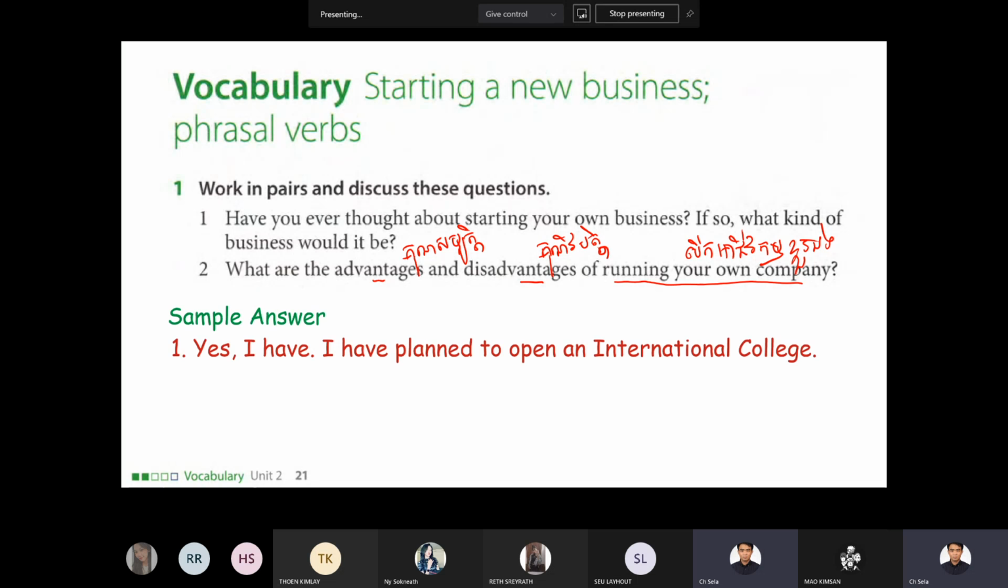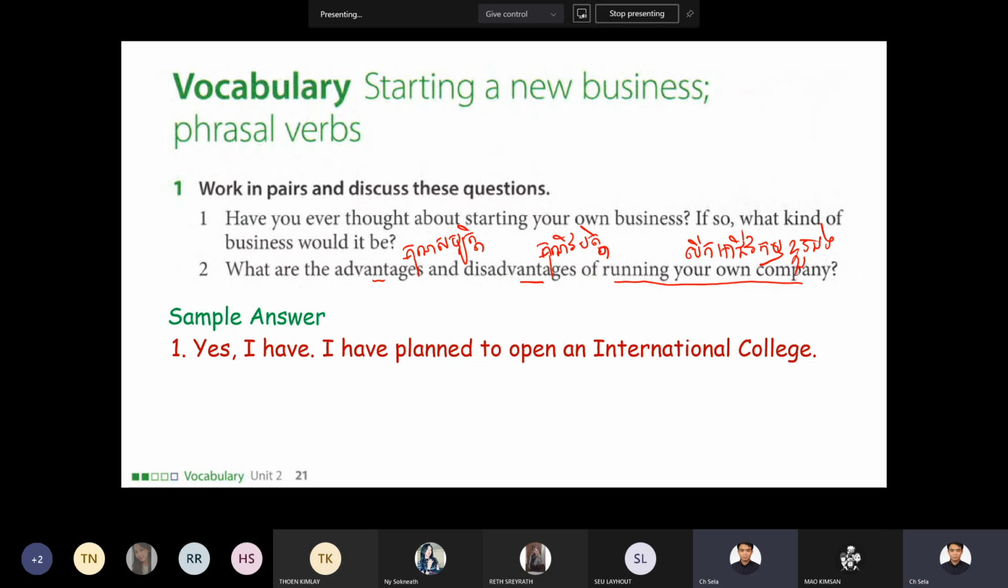Number one, okay. Yes, I have. I have planned to open an international college. But I plan to open it in the next 10 years. Maybe not 10 years now, maybe 9 years, because I want to open it when I am 40 years old. Now I am 31 years old, so I still have 9 more years to go. So I have to work, get more experience, read more books to get knowledge, make good communication with people in society, and also save money to open an international school in Battambang.